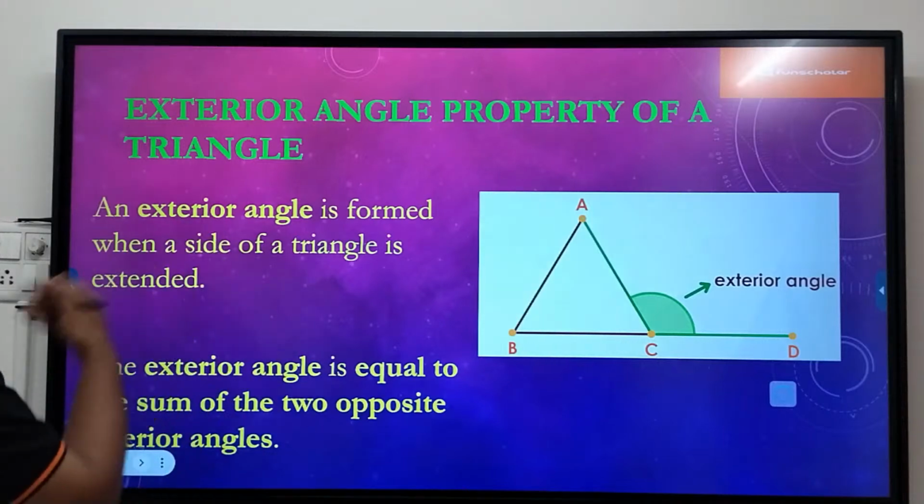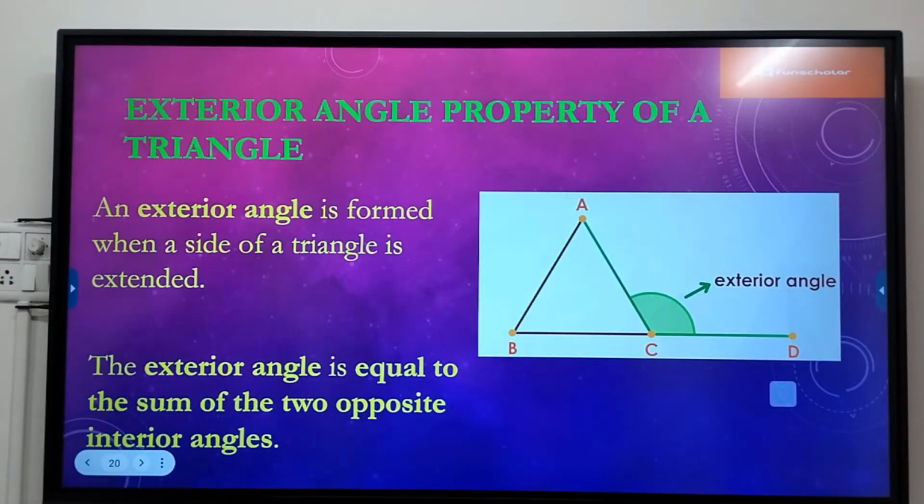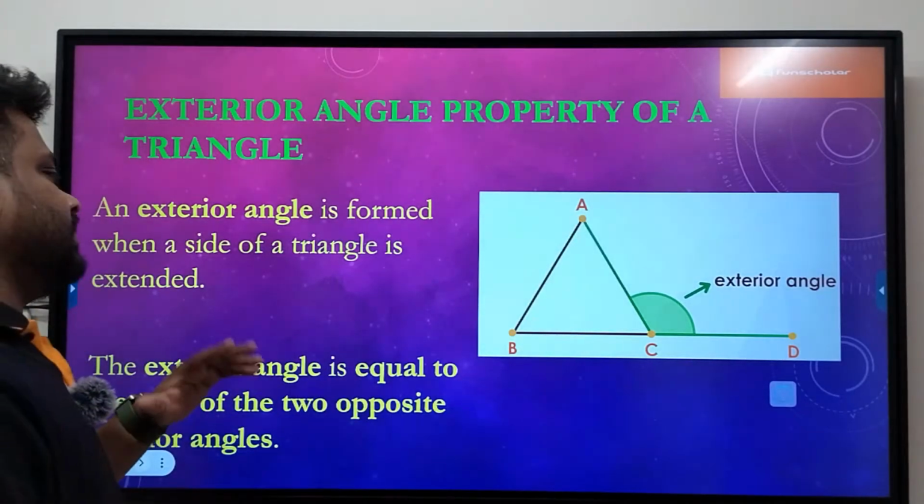So let's watch this one. Okay, so exterior angle property of a triangle. An exterior angle is formed when a side of a triangle is extended.